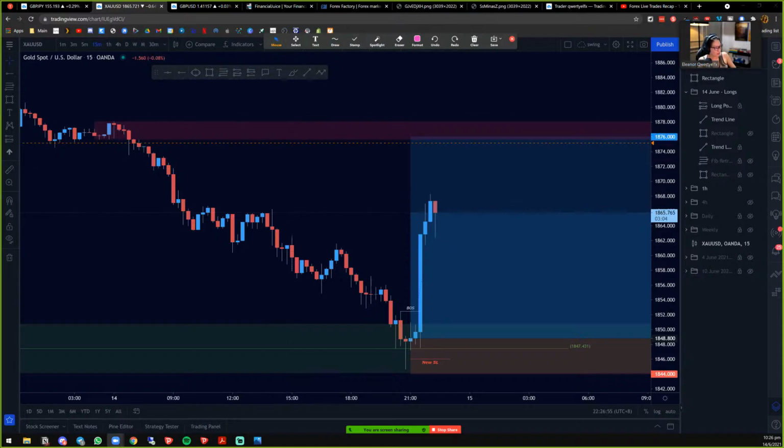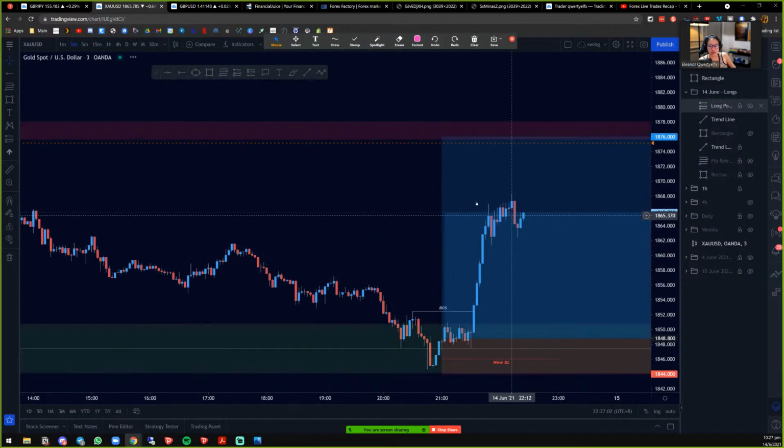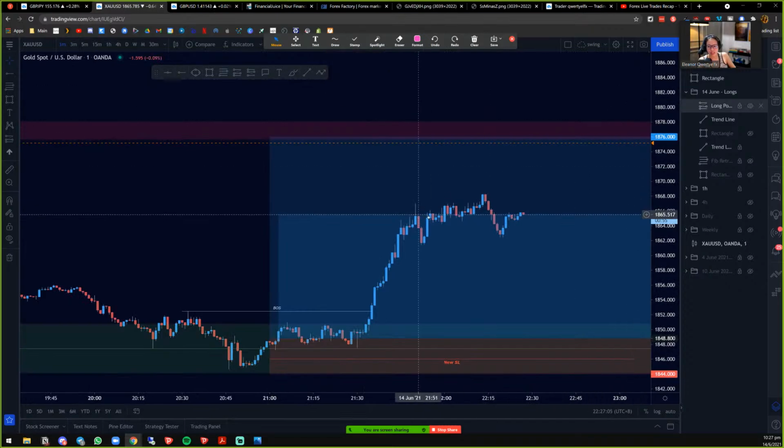Will I add more? No, I haven't closed my partials yet, but I'm trailing my stop loss. Sometimes if I can't really see, I try not to go too low on the time frames because the zones are not very solid.